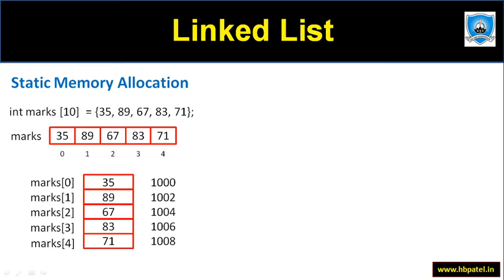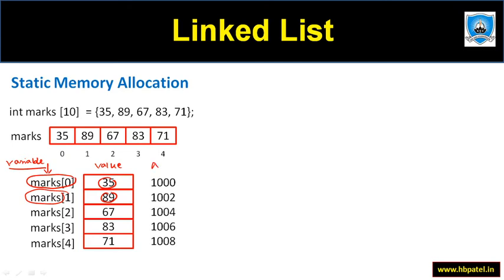Now you can also visualize the same stuff in another way. These are all the variables that we have. Because in an array we identify the location by the index, we have marks 0, marks 1, marks 2, marks 3, and marks 4, and then these are all the values. At marks 0 we have 35 stored, and at marks 1 we have 89 stored.